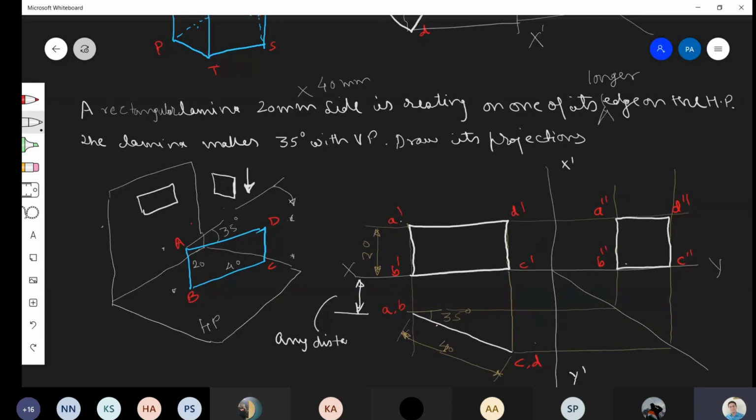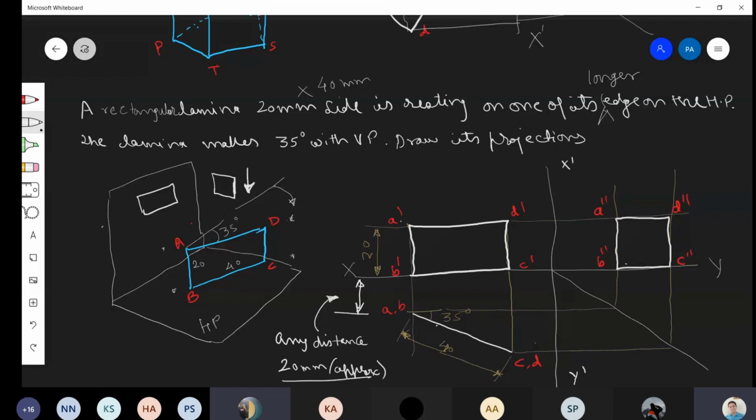What do I mean by any distance? Right now we don't have to write anything on this, so we can take it approximately as 20 mm. I am not saying it; people can tell you 20, 25, 30, 45, you can take anything, even 100. But how far will 100 go? So approximately 20 mm. If you want to give a dimension at all, it can be given at a distance of 10 mm. So most of the time, the distance of the lamina from HP and VP both will not be given. So you have to draw it at some convenient, suitable distance.